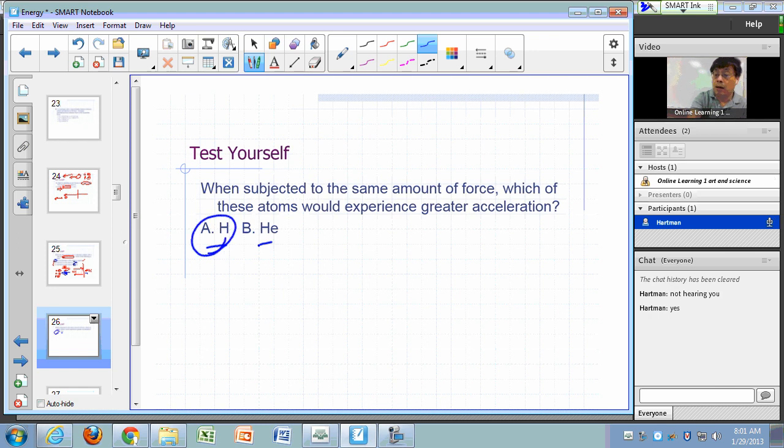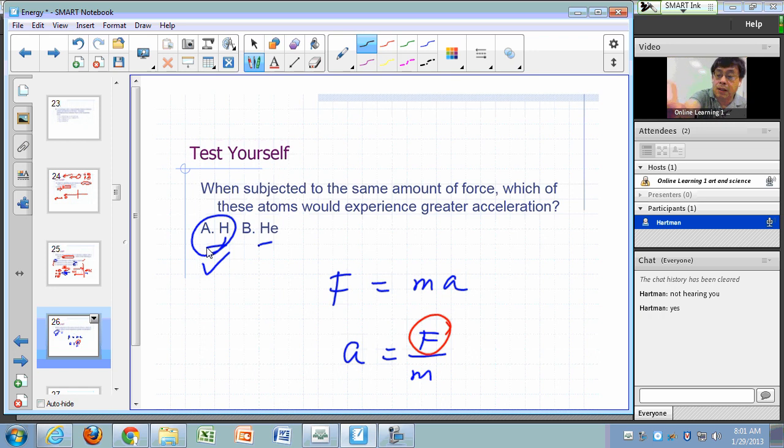A? Okay, good. A lighter object would experience a greater acceleration for the same amount of force. Force is mass times acceleration, so acceleration is force over mass. For the same amount of force, if your numerator is the same, a bigger denominator would give a smaller acceleration, and a smaller mass, in this case hydrogen, would have a greater acceleration. Very good.